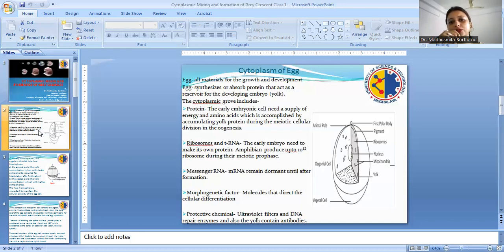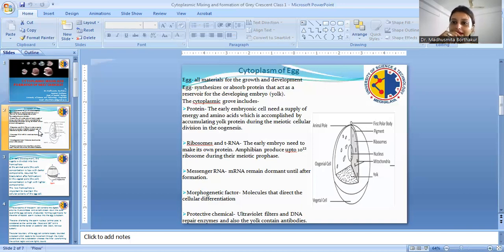Then in the cell cytoplasm, there are also ribosomes, because without ribosomes, proper protein synthesis won't take place. So the early embryo needs to make its own protein. Amphibians produce up to 10 to the power 12 ribosomes during this meiotic cellular division. Apart from that, they will need a template, the messenger RNA, where the ribosome will attach and form the protein. This mRNA will remain dormant until after fertilization.